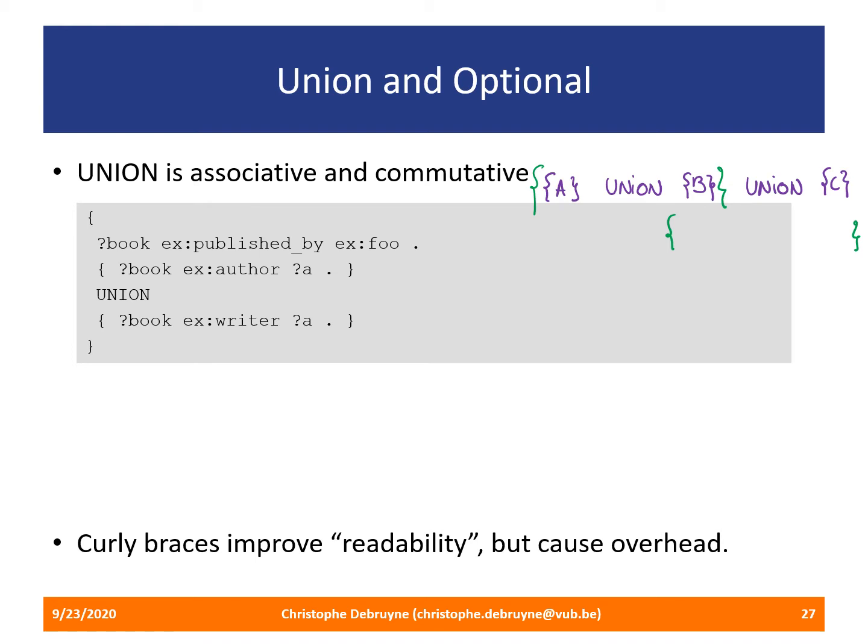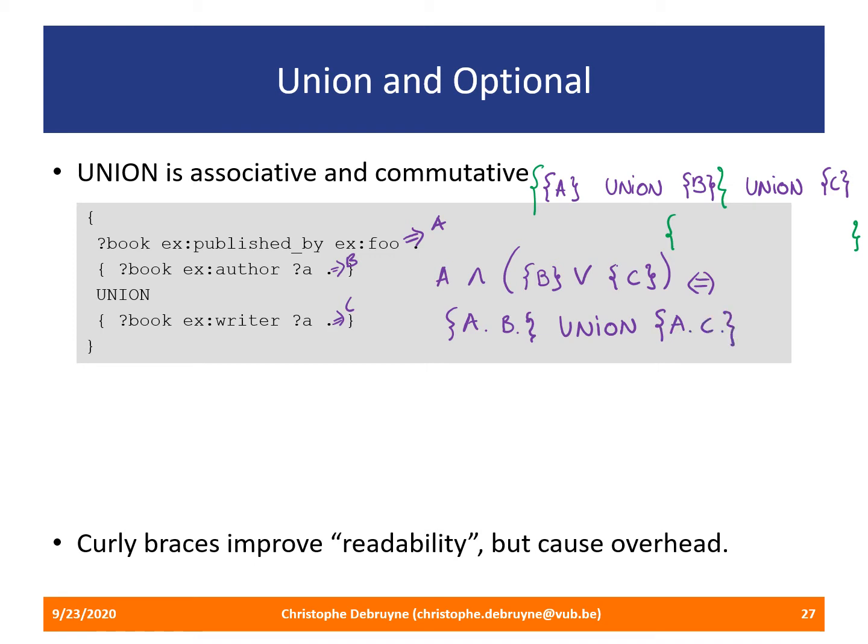Furthermore, it is commutative. So if you have, for instance, here you see, let's call that A, and let's call this B, let's call this C. Well, we have A and B union, which corresponds with or C, and that's equivalent with A, B union A, C as a pattern. In this example, I exemplify that.